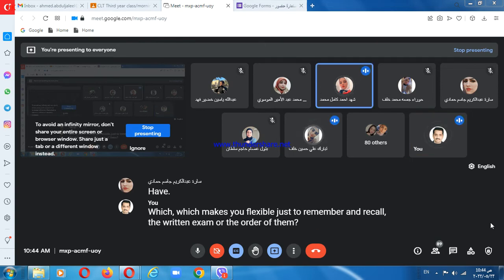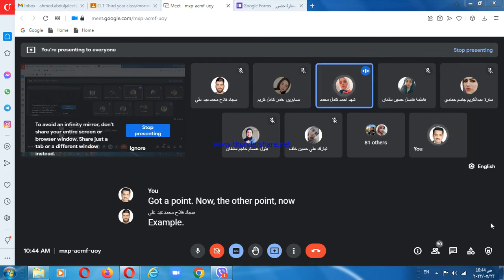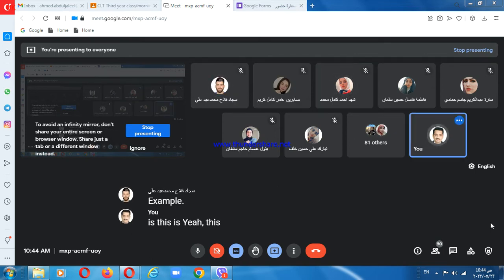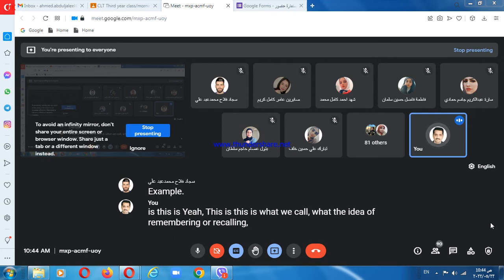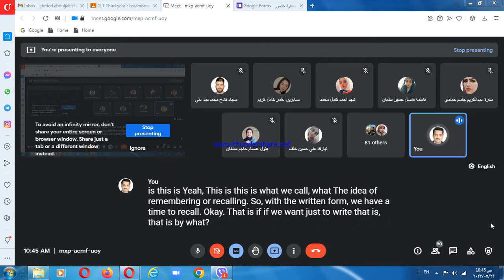Got the point now? And this is what we call what? The idea of remembering or recalling. So with the written form, we have time to recall and remember. Okay, that is if we want just to write. That is by doing writing. Okay, this is the idea.